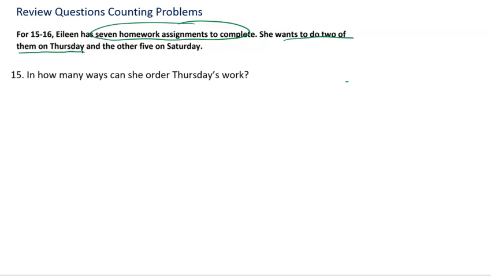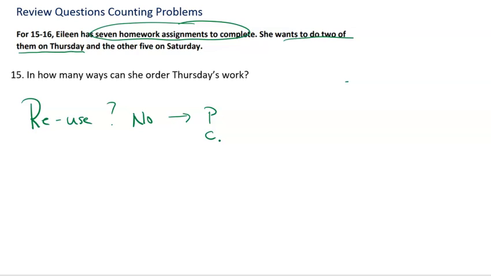There are 7 homework assignments to complete, and she wants to do 2 of these on Thursday. All right, now when you're trying to figure out a method to do counting problems, there are at least 2 questions you should ask yourself. Can you reuse values? If the answer is no, then that means you can use a permutation or a combination. If the answer is yes, you have to use the fundamental counting principle and just multiply.